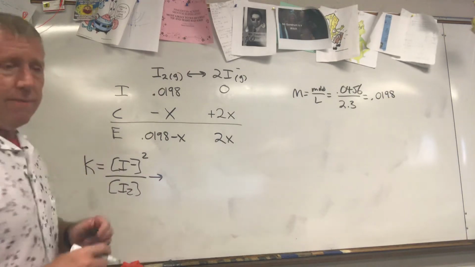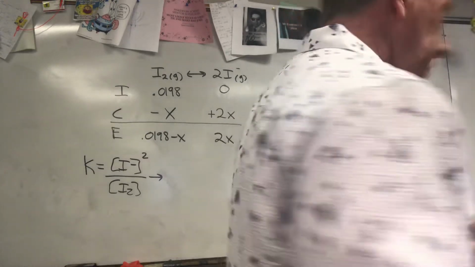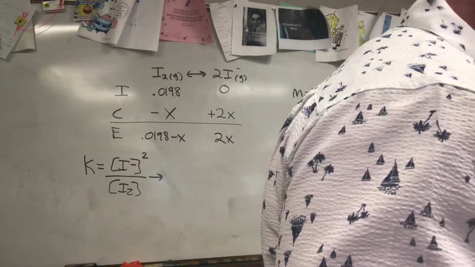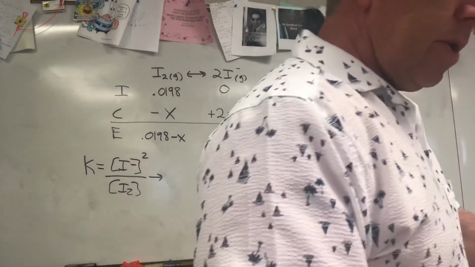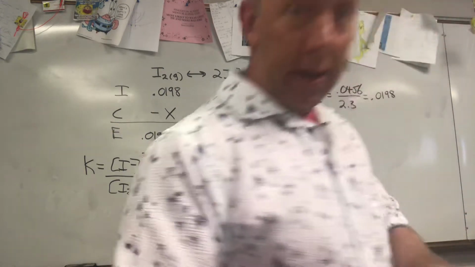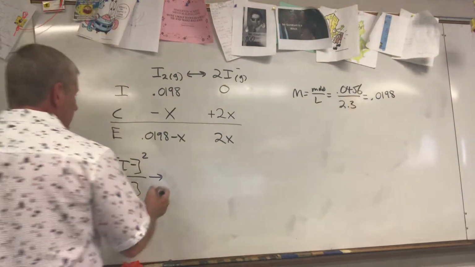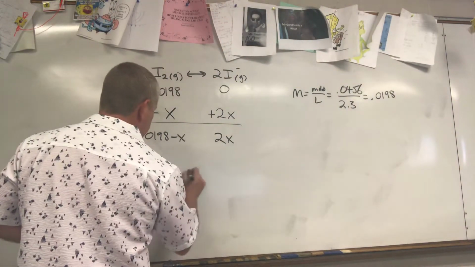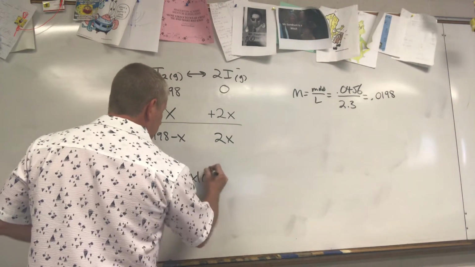I was given the K value for this. I didn't write it down, so where is it? The K for this is 3.8 times 10 to the negative 5. We'll talk about that. 3.8 times 10 to the negative 5.